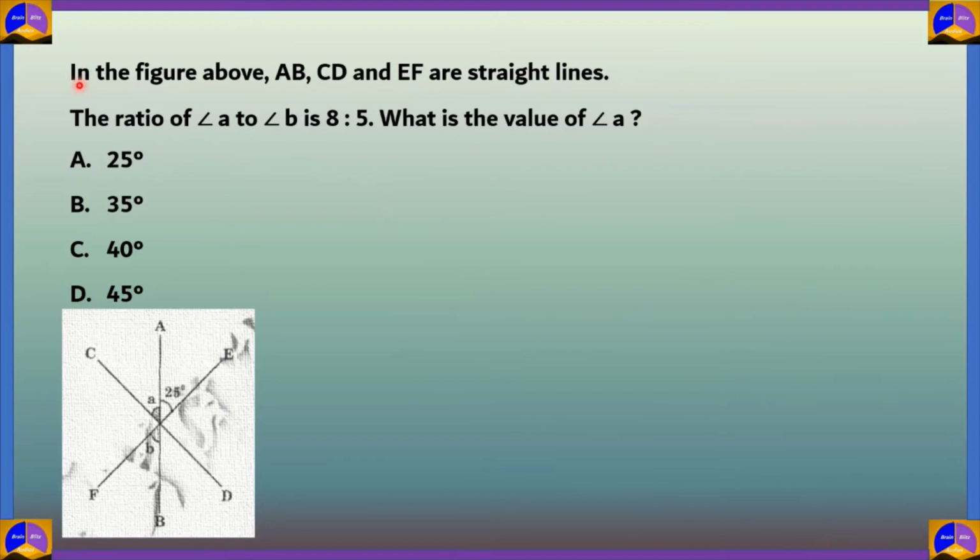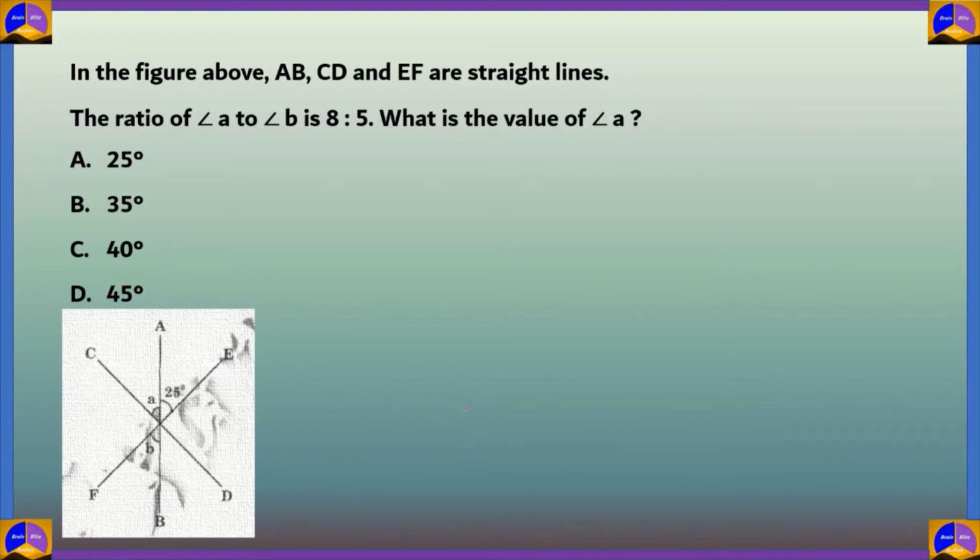First question. In the figure above, AB, CD and EF are straight lines. The ratio of angle A to angle B is 8:5. What is the value of angle A? Option A 25 degree, option B 35 degree, option C 40 degree and option D 45 degree.